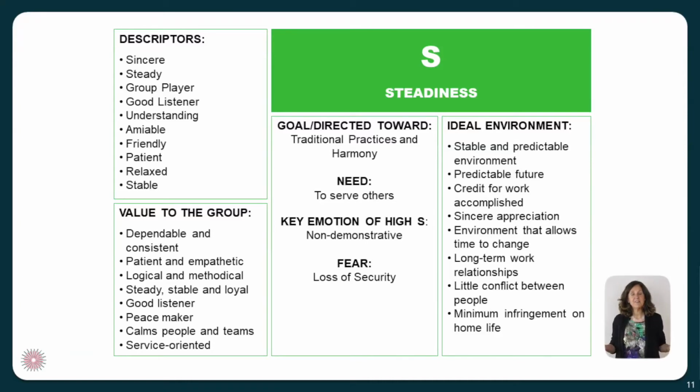So what's the ideal environment for a high S? Well, they want to have a stable and predictable environment with a predictable future, credit for work that's accomplished, and I will say with this is S's serve, serve, serve. And oftentimes they get overlooked because they don't raise their hand often and say, look what I did. But it's in their nature to serve.